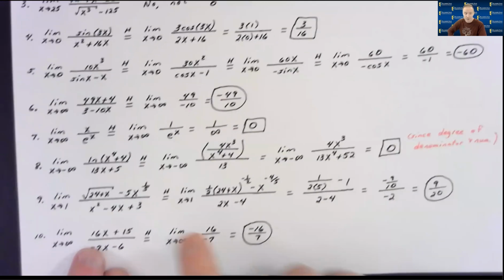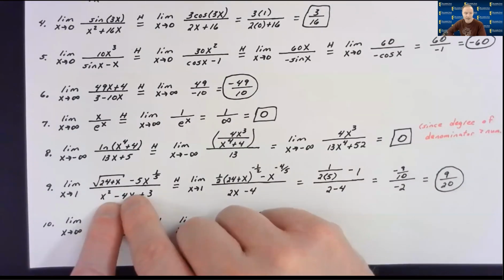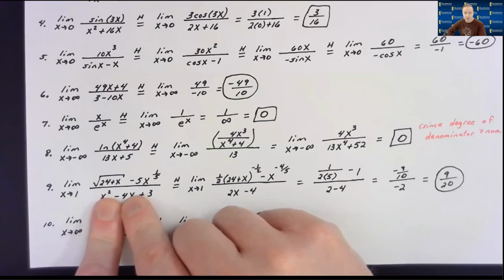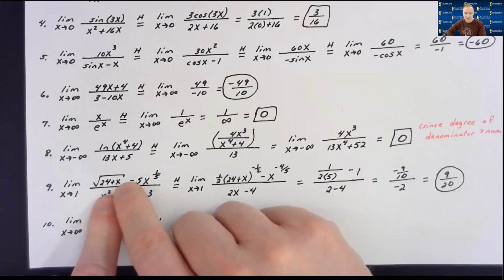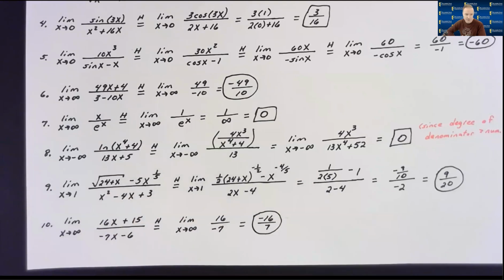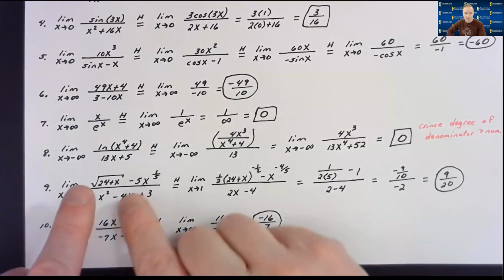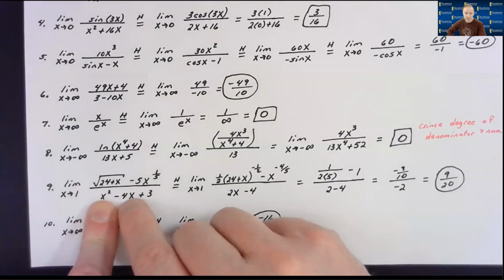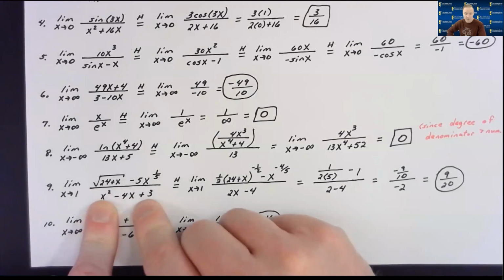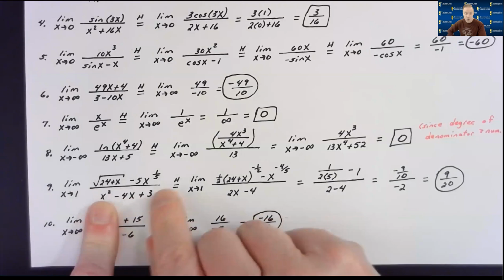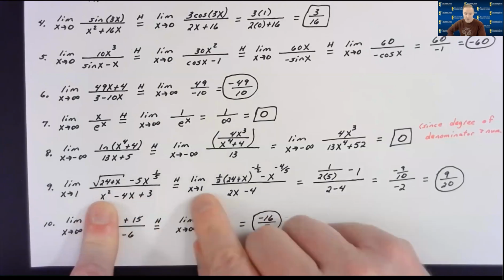In my next question, I have the limit as x approaches 1 of the root of 24 plus x, which obviously is the square root of 25, which is 5, and then minus 5 times 1 to the 1/5. Well, your numerator is 5 minus 5, so 0. Your denominator would be 1 minus 4 plus 3, that's 0. So I can say it is indeterminate, 0 over 0. L'Hopital should be able to handle it, so I use L'Hopital.